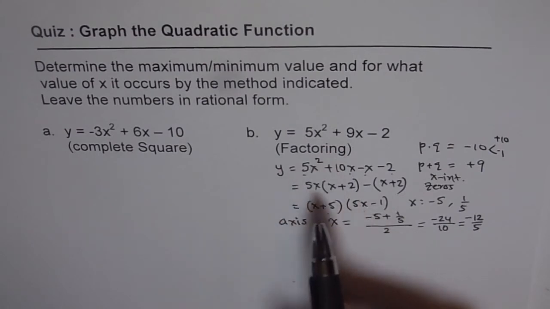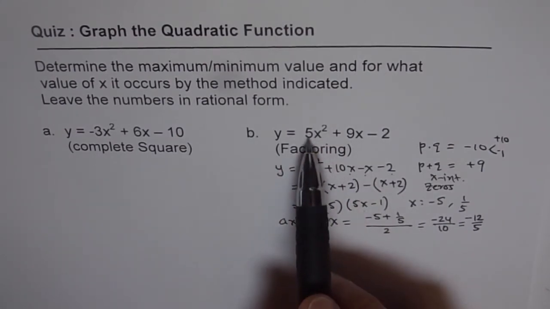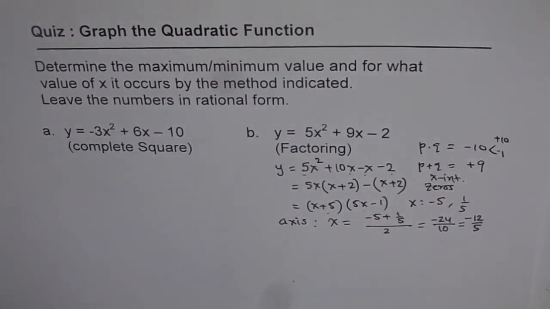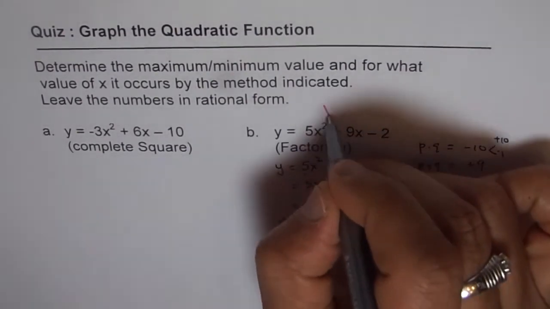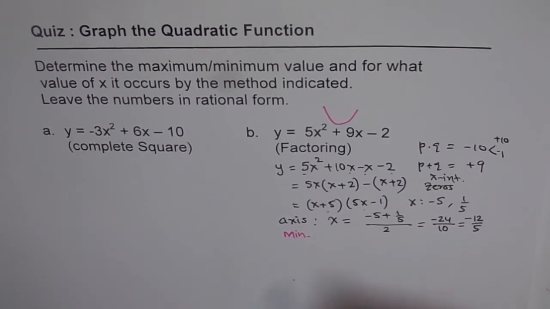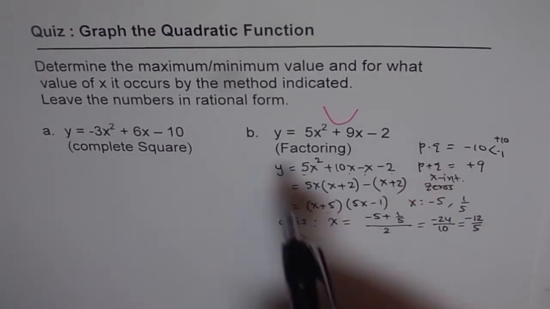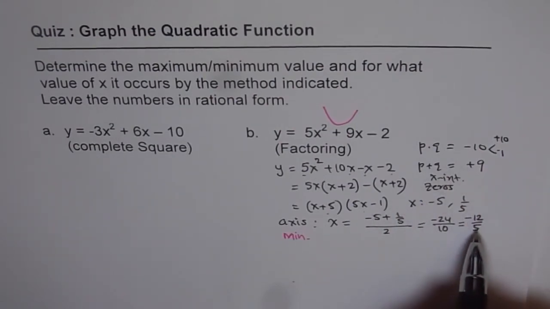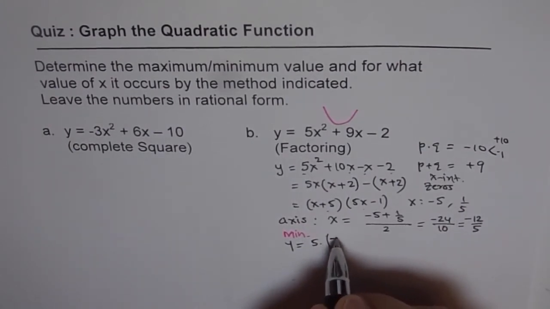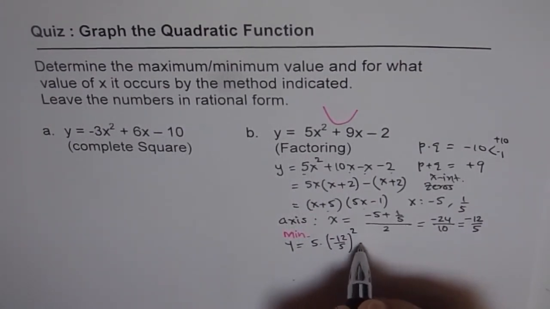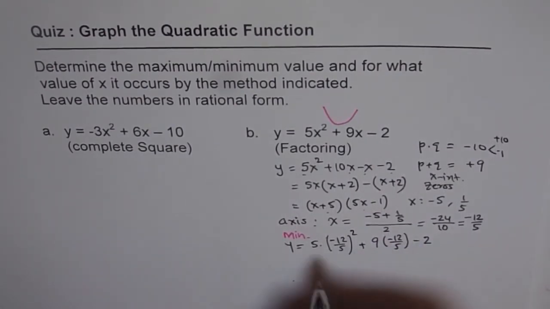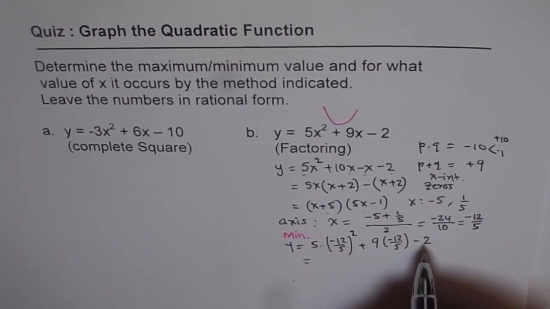And to find the y value, or the maximum or minimum, well, in this particular case, since the leading coefficient is positive, the parabola is going to open up. Since it opens upwards like this, we have a minimum value. So we are looking for the minimum value, right? Let's find what the minimum value is. The minimum value is for the function at this x value. So let's find that y value.